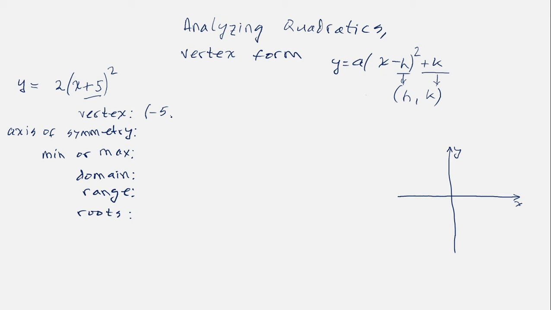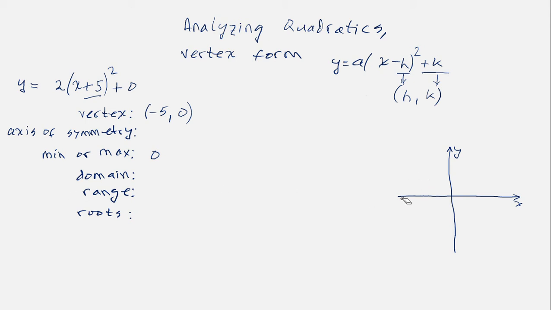So our vertex is negative 5, comma, and then since there is nothing here, we can say it's plus 0. So the y coordinate is actually 0. Now that y coordinate is also going to be the y coordinate of our max or min. So we can put 0 here, and then we can decide whether this is a max or min.